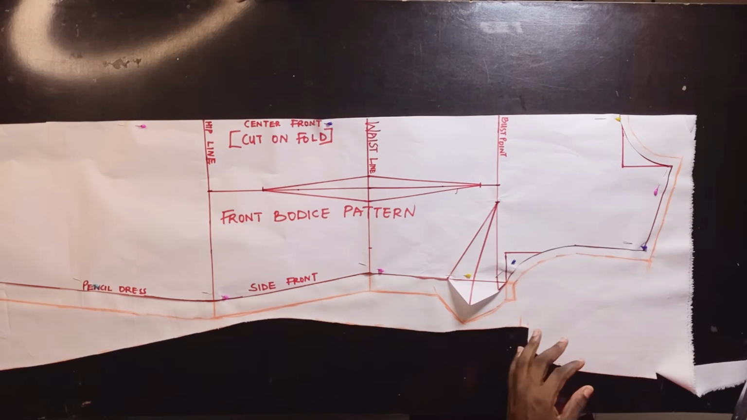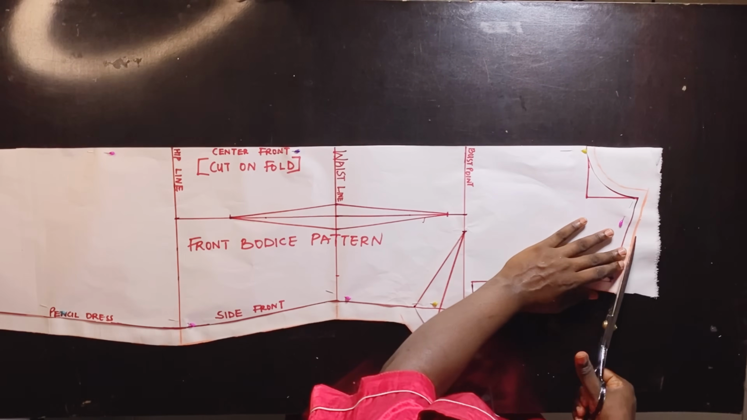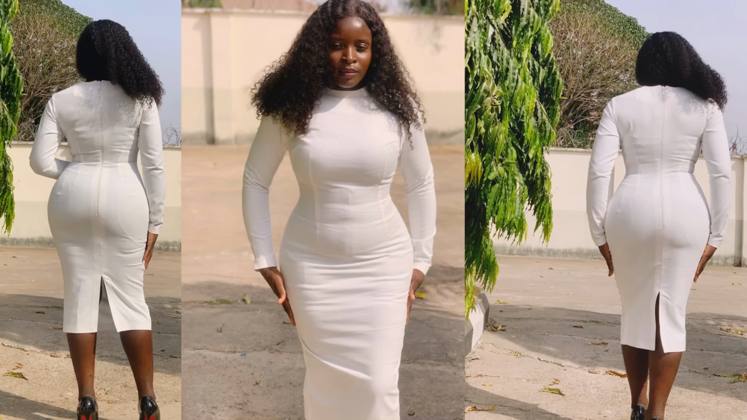In our next class, I'm going to show you how to add all the necessary allowances, your side seam allowance and your zipper allowance. I would also show you how to cut out your patterns on your fabric and how to join all the pieces together to form a dress like this one.